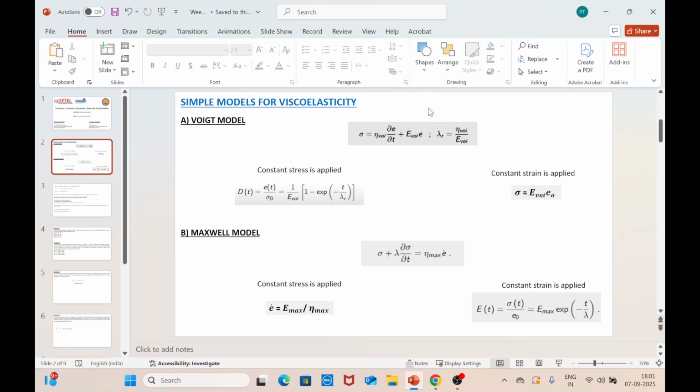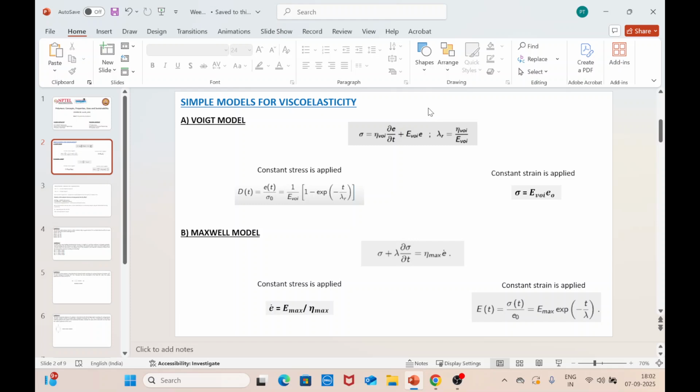Again, to describe viscoelastic behavior, a lot of different models have been developed. You can also call them complex models, developed to quantitatively describe the viscoelastic behavior in polymers. But the Kelvin-Voigt model as well as the Maxwell model remain the two simple and fundamental models, which are within the scope of our discussion as well as the course. So the first one is the Voigt model.